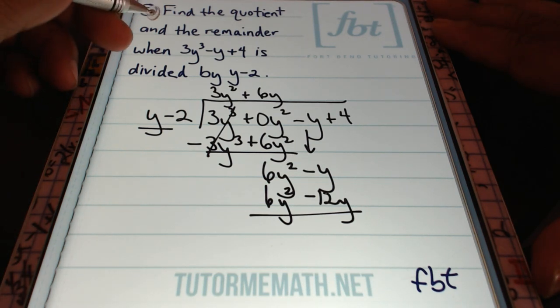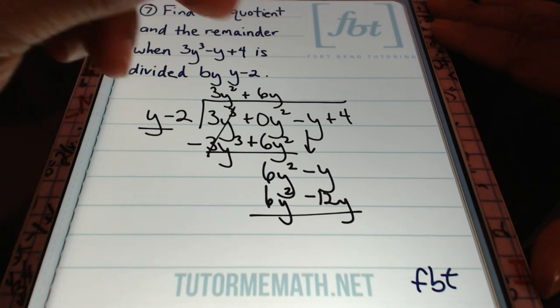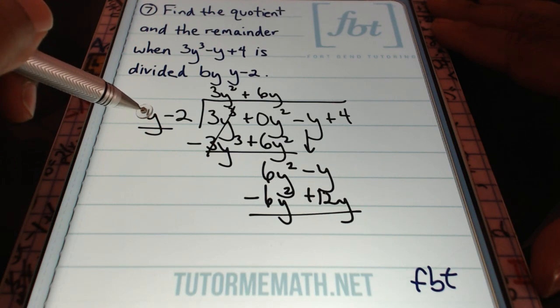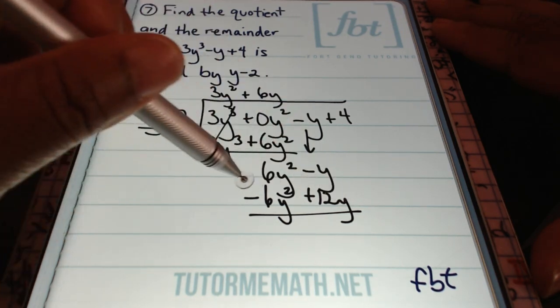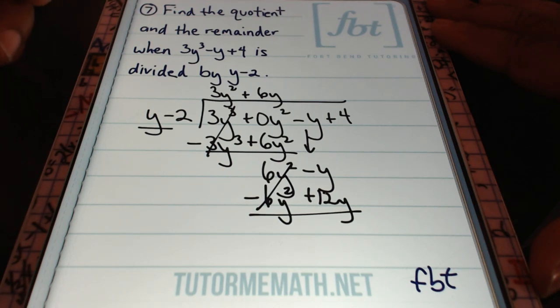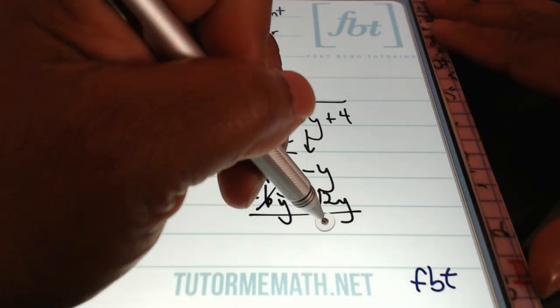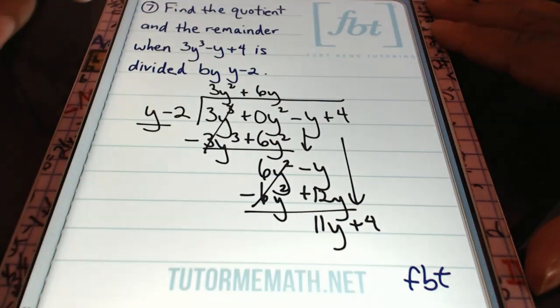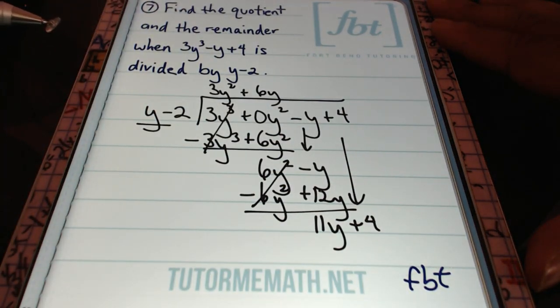From here, we will be changing the signs, guys. That's right. So after you multiply, aka distribute, you need to change the signs at this step, and then we'll be able to continue on. So now we have negative y plus 12y, which gives me 11y, and then we'll be bringing down that next term, which is the positive 4.